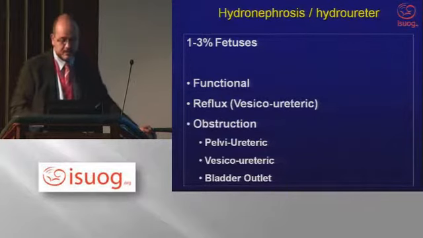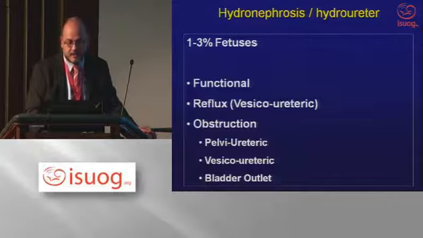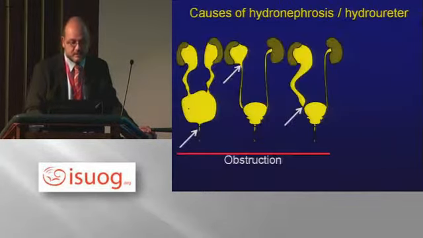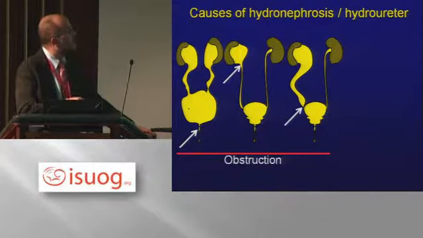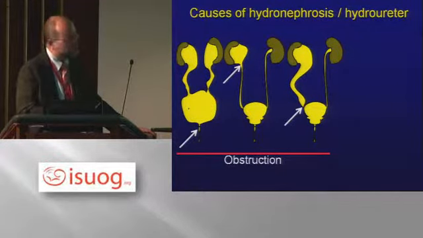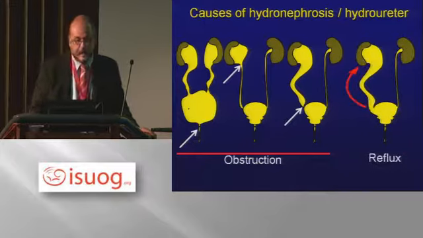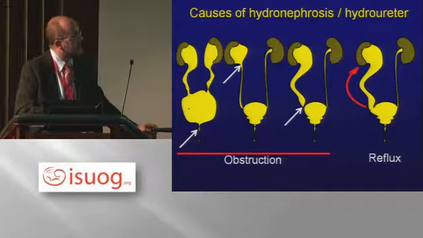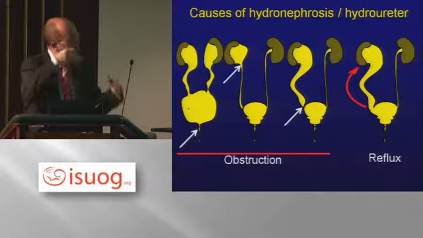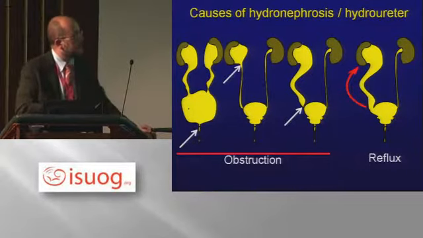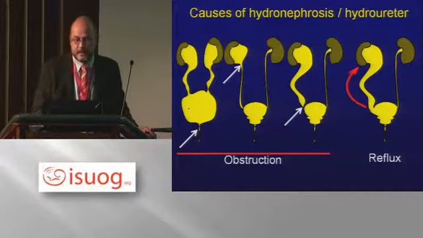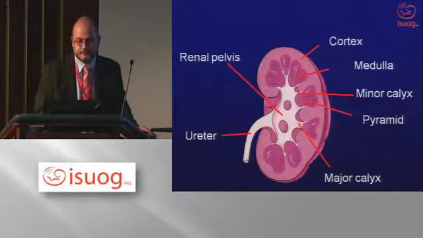And you can have obstruction at the pelvic-ureteric junction, at the vesico-ureteric junction, or the bladder outlet, and we've talked about that already. So obstruction here, bladder outlet, pelvic-ureteric junction, so this is the renal pelvis and the ureter, or vesico-ureteric junction there. And reflux is different. Reflux is where this little valve, it's not really a valve, it's just how the ureter enters the bladder at an angle. But if that's leaky, you get urine flowing back up as the bladder contracts down.